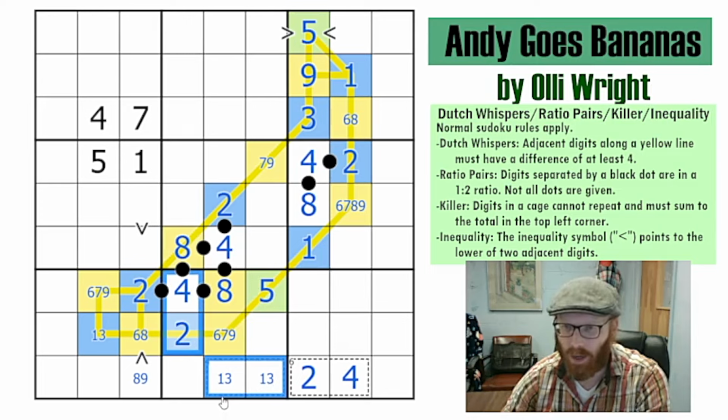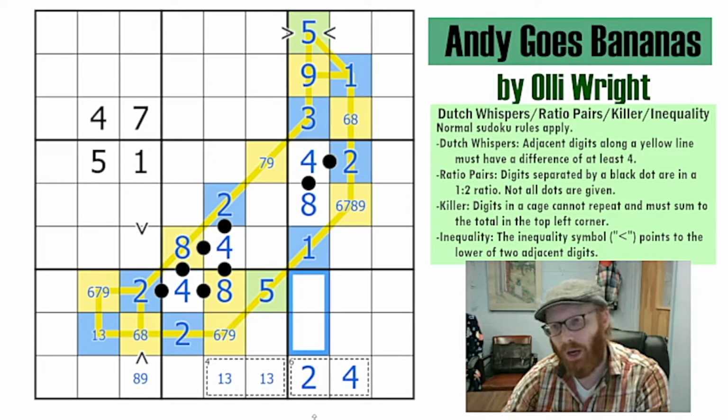Okay, now what? I guess we should do this pair. If I scan the column, I see that's a 7 or a 6. So that's a 6, 7.